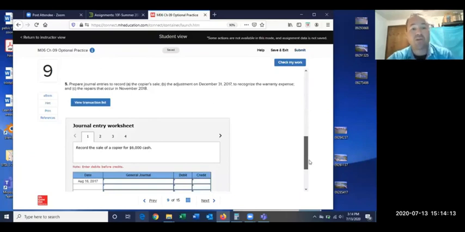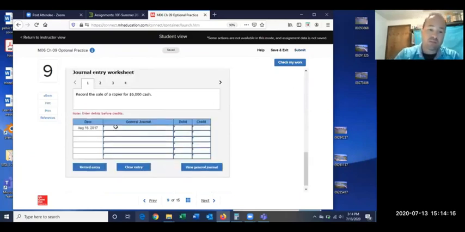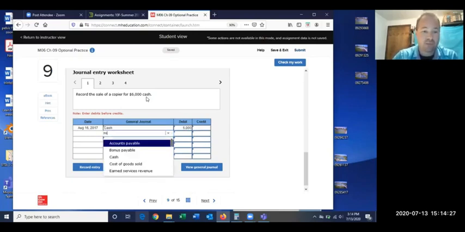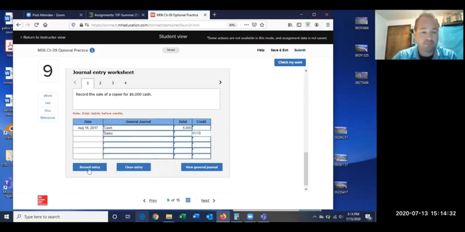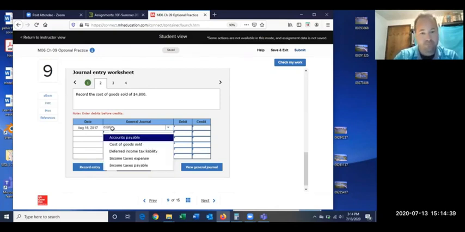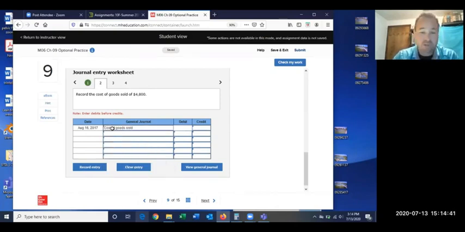Now let's go ahead and do the journal entries. This is just like what we did in our lecture example, where we're going to record the sale, the cash sale. So I'm getting cash. They don't say anything about sales tax. So I just put it in as simply our sales. And record part 2, the cost of goods sold. And that was $4,800. Taking it out of our merchandise inventory.